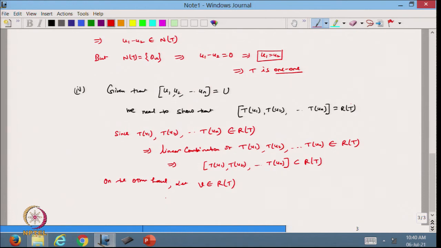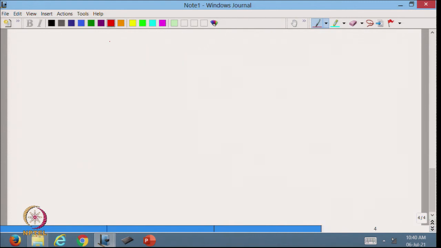Now, from here, if V belongs to R(T), then I can say that there exists some U belonging to U such that T(U) is equal to V, because it is the definition of the linear transformation, a transformation from U to V.